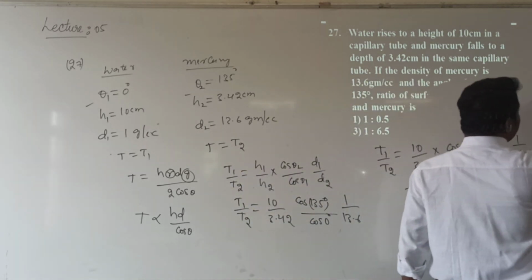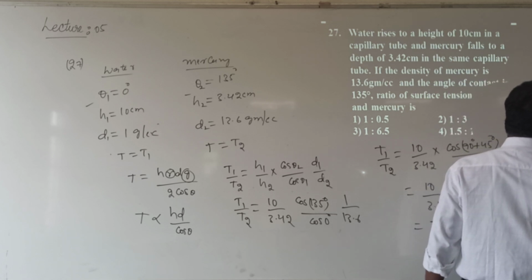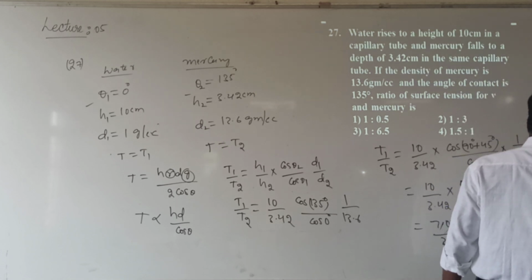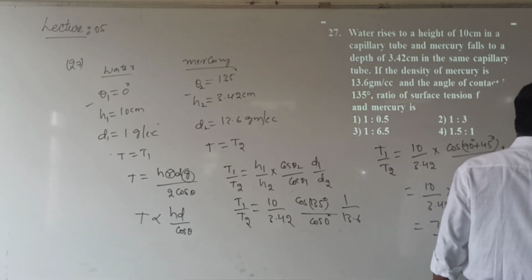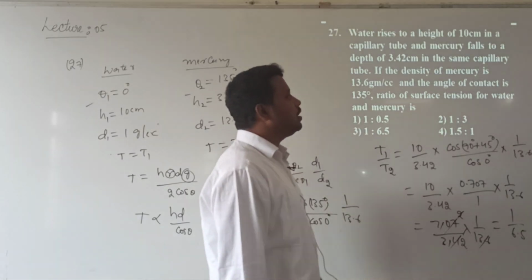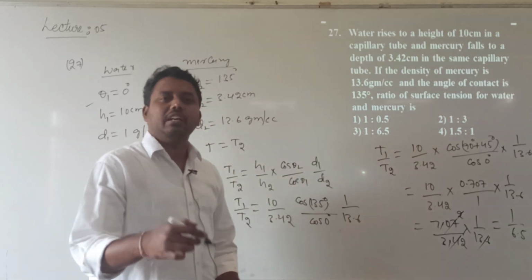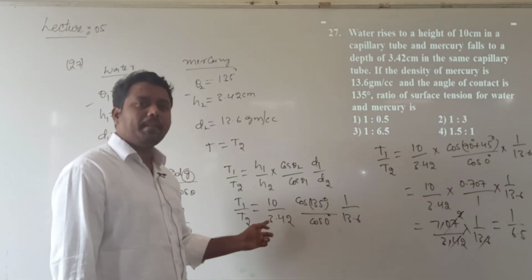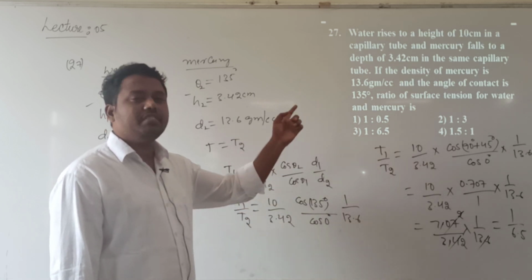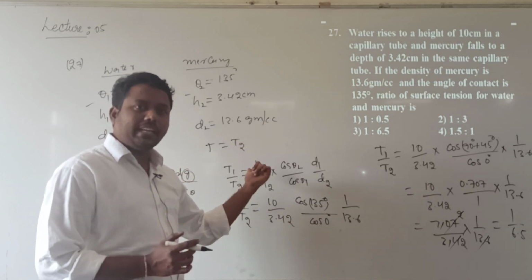So the ratio of surface tensions is T1 by T2 equal to 1 by 6.5 approximately. That is T1 is to T2 equal to 1 is to 6.5, not 65. So T1 is equal to T2 divided by 6.5. Which surface tension is more, water or mercury? The surface tension of water is less compared with mercury. The surface tension of water is the surface tension of mercury divided by 6.5 as per the given data.